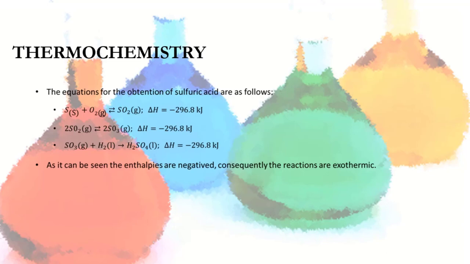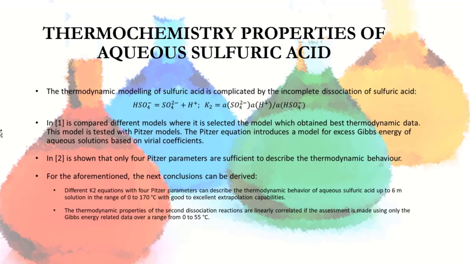Now, I'm going to talk about some thermochemistry properties of the aqueous sulfuric acid that I have read in an interesting research. Firstly, the modeling of the sulfuric acid is complicated by its incomplete dissociation. There, the K2 refers to the second dissociation constant of the sulfuric acid. In this research, they compare several mathematical models to the Pitzer model. That model introduces an equation for the excess of the free energy of aqueous solutions based on virial coefficients. After comparing all those complicated models, they select the one which explains the thermodynamic behavior in the easiest way with only 4 Pitzer parameters.